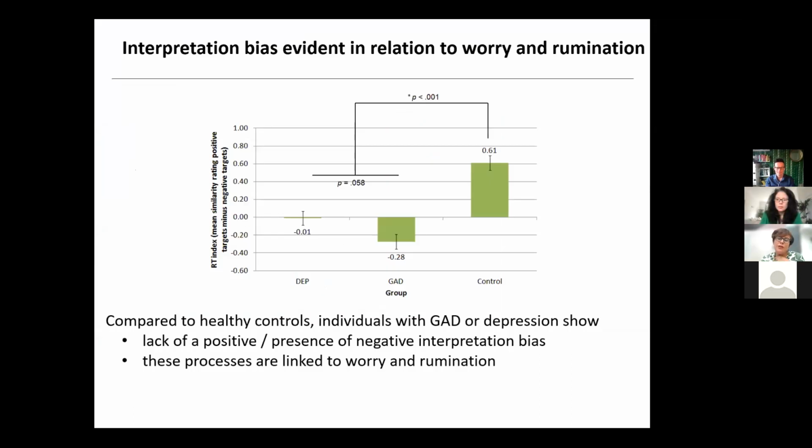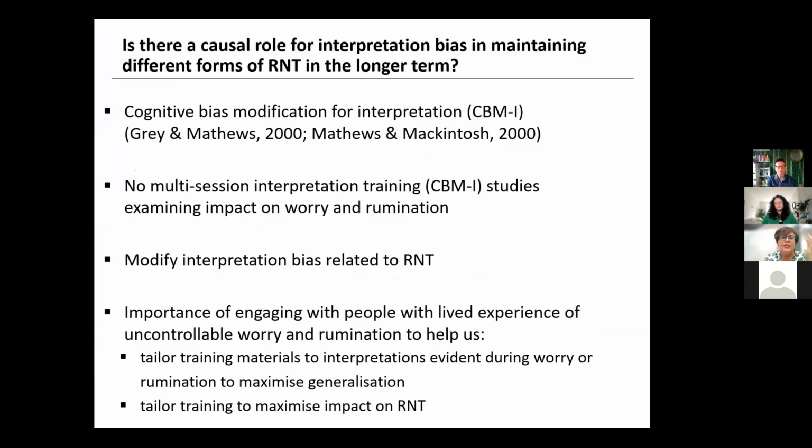And then similarly, if we look at the groups themselves, there's a negative interpretation bias in people with anxiety, and sort of no bias in those with depression, but the people without these problems have a tendency to make more positive interpretations. So what we then wanted to do is really understand the causal role of this.